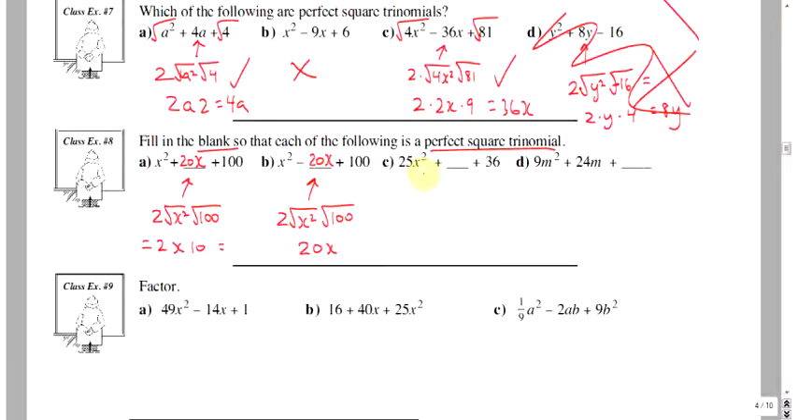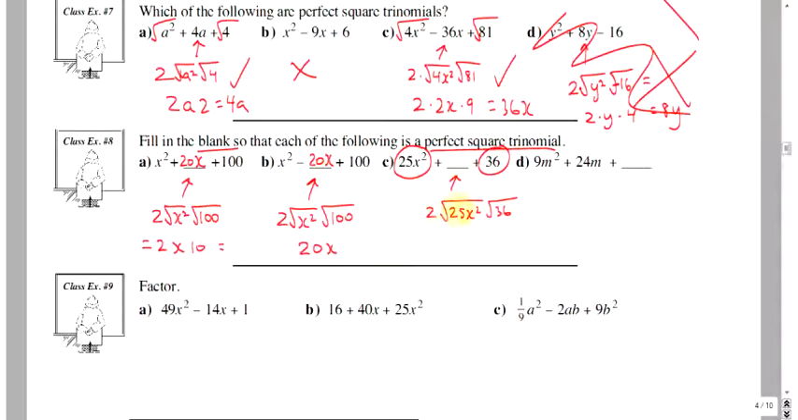Okay? So why are we doing this? Could I factor this the old way? Yeah. But look at this guy. Let's first find out what this middle term is. Okay? How do I get it? That's going to be 2 times the square root of the first one times the square root of the last one.